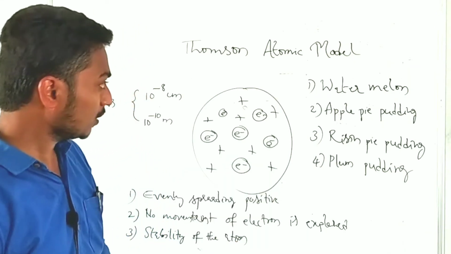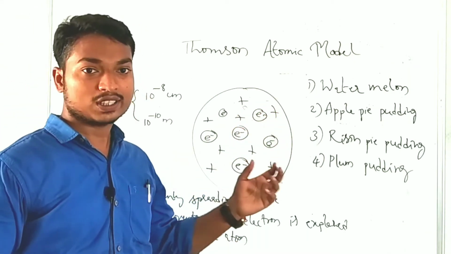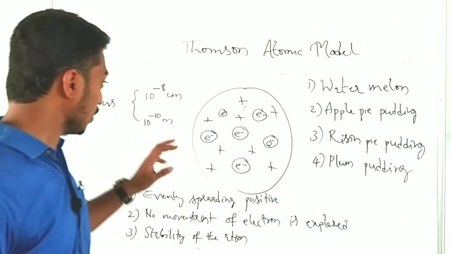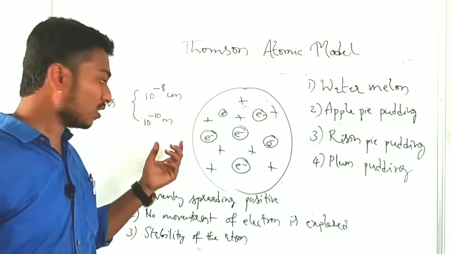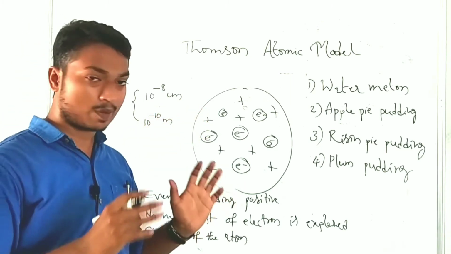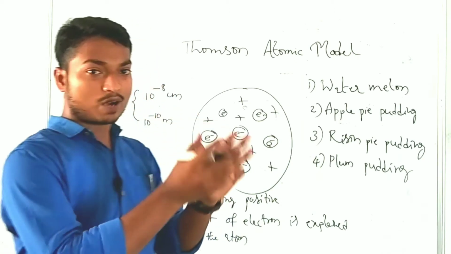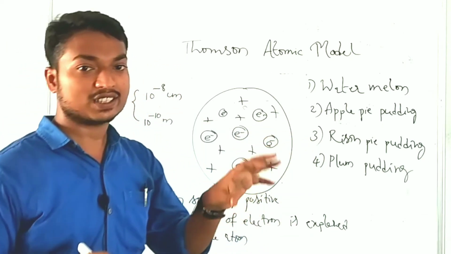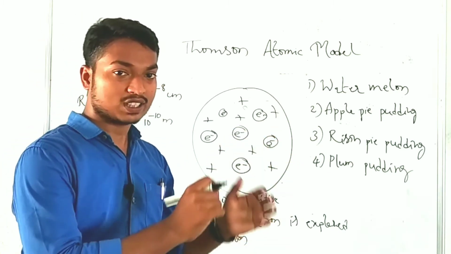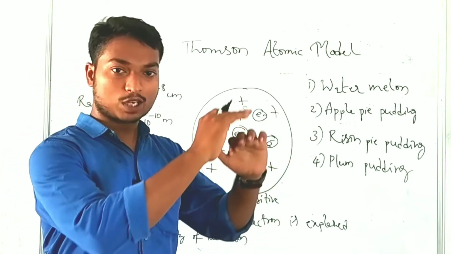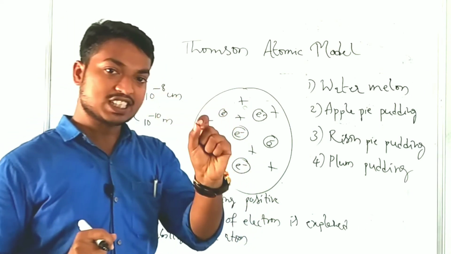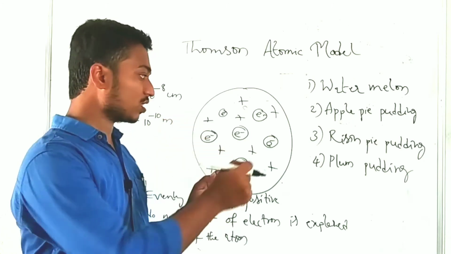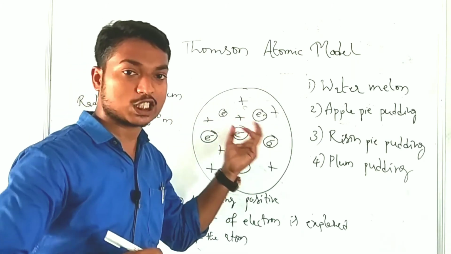We can conclude that in the Thomson atomic model, he told that the atom looks like a spherical shape with a radius of about 10 to the power minus 8 centimeters, or 10 to the power minus 10 meters. Then he compared the atom with the watermelon. In the watermelon, there is red spongy mass and seeds are embedded in it. He told that the red spongy mass is the positive part and the seeds are the electrons. He finally says that the negatively charged electrons are embedded in the positive part.